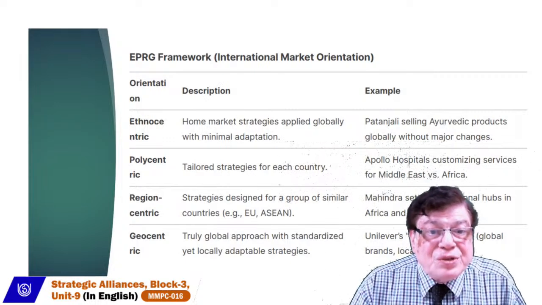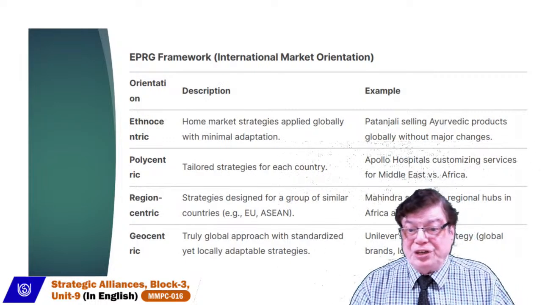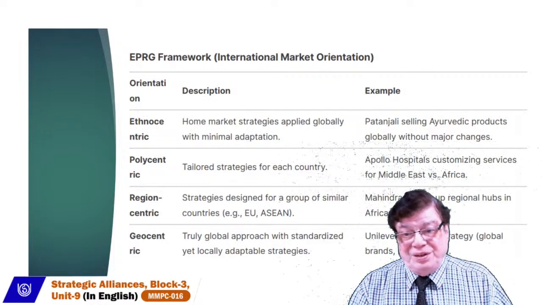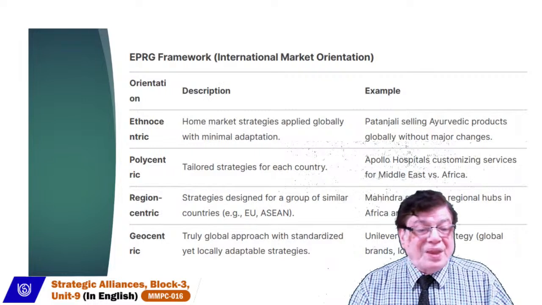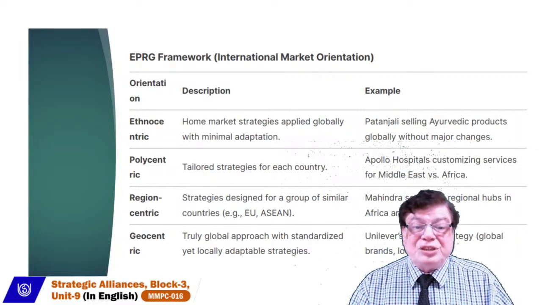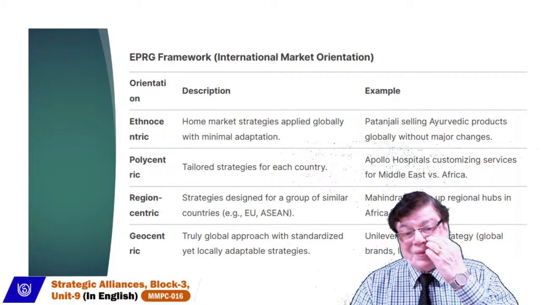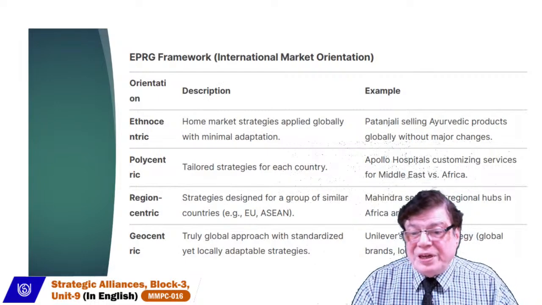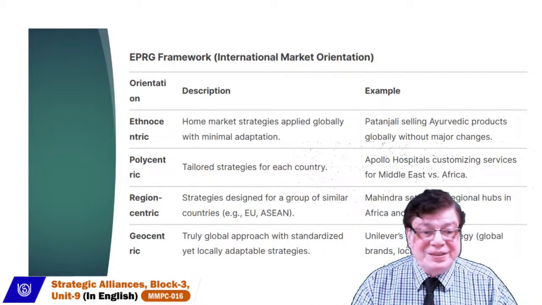Then polycentric: tailored strategies for each country. Apollo Hospitals customizing services for the Middle East, Africa. Then region-centric: strategies designed for a group of similar countries, that is, Asian countries. Then Mahindra setting up regional hubs in Africa and the United States.